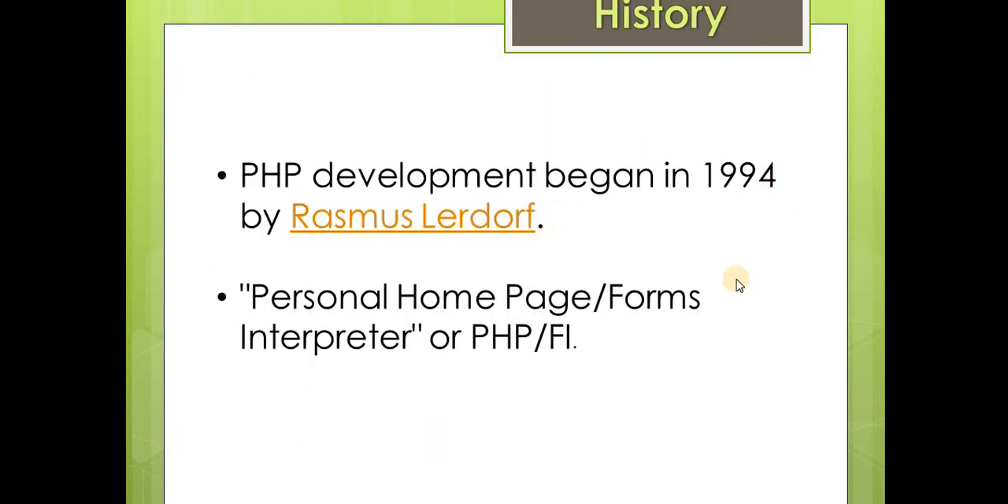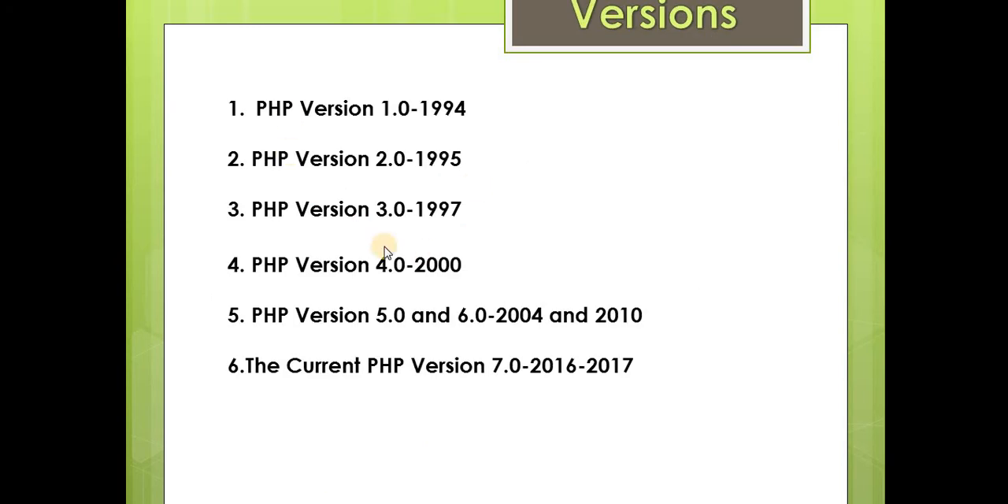PHP was developed in the year 1994 by Rasmus Lerdorf. It was earlier called Personal Home Page or Forms Interpreter. Here are some versions of PHP from the year 1994 up till now.